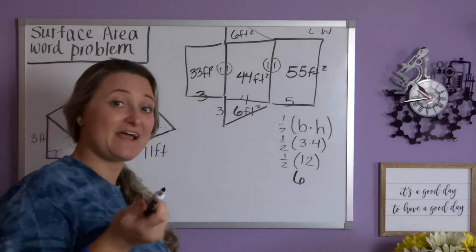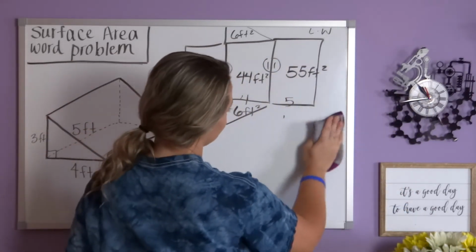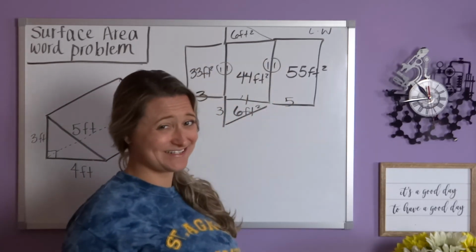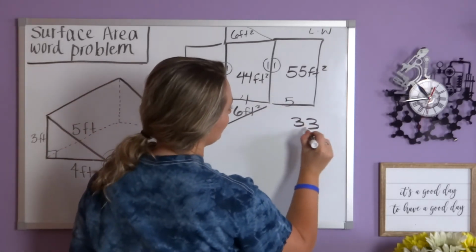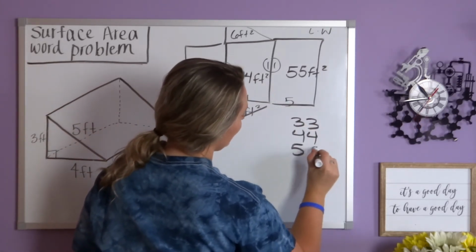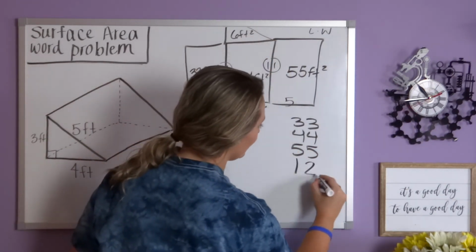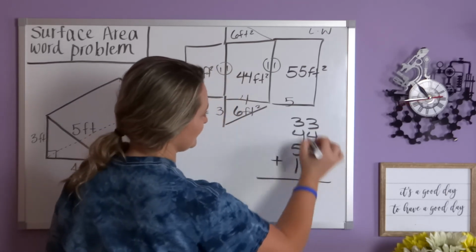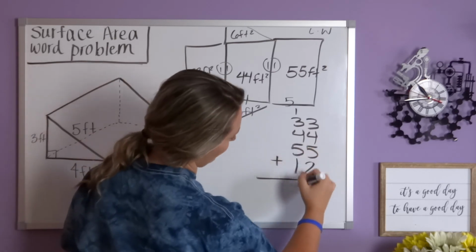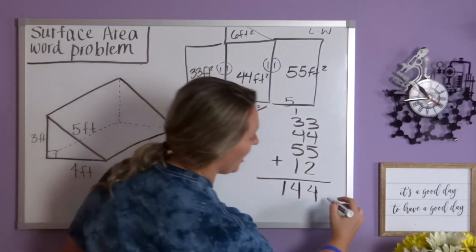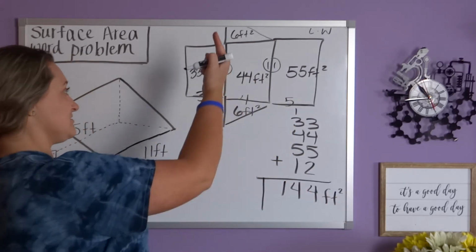Okay, so now that I found the area of all of these different shapes, I'm ready to start adding it up. So 33 plus 44 plus 55. Got these, now I got to do the triangles. 6 and 6 is 12. Okay, start adding up. 144 feet squared is our answer.